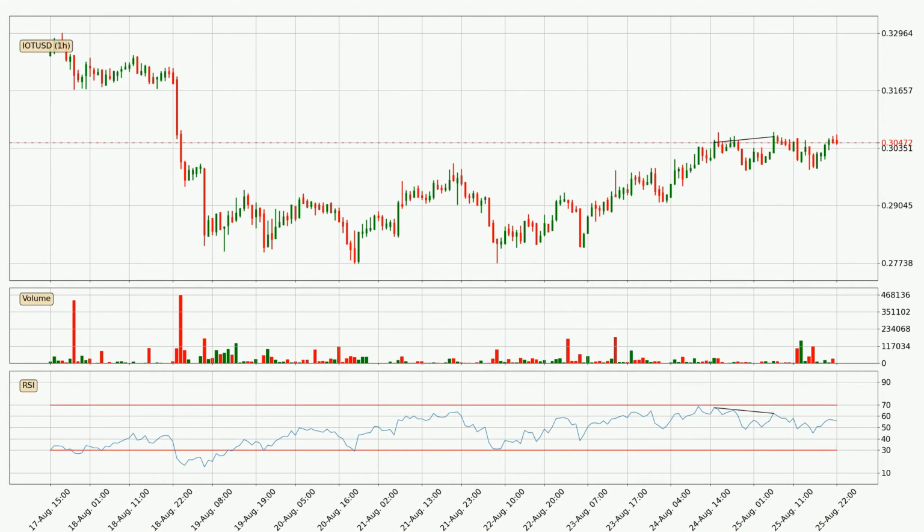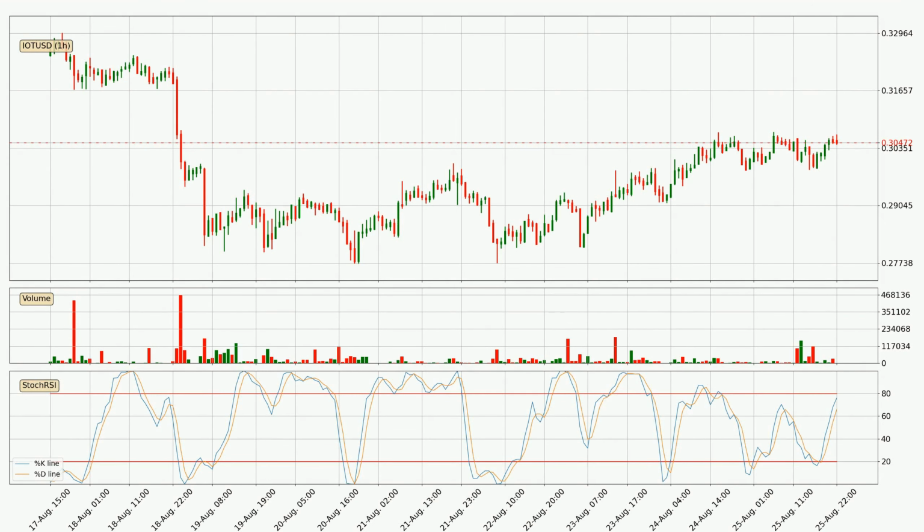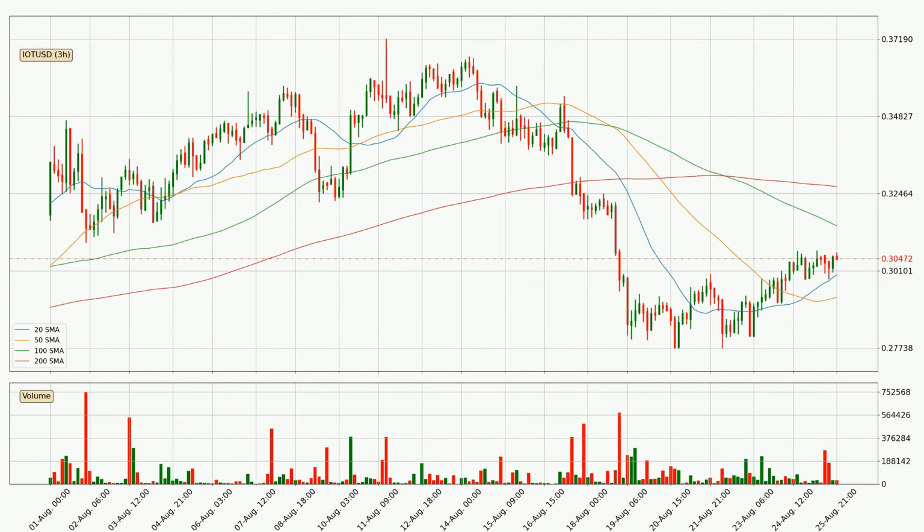Searching for divergence in the hourly time frame, there is a bearish divergence, which means the price could go down from now or at least consolidate for some time. Looking at the hourly stochastic RSI, the stochastic RSI currently shows no overbought or oversold conditions. But because the percent K line is over the percent D line, we can deduce that the trend is currently on the up.